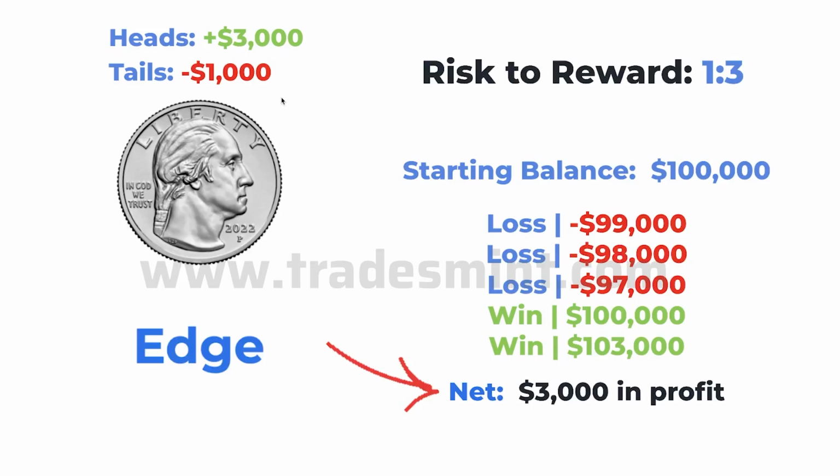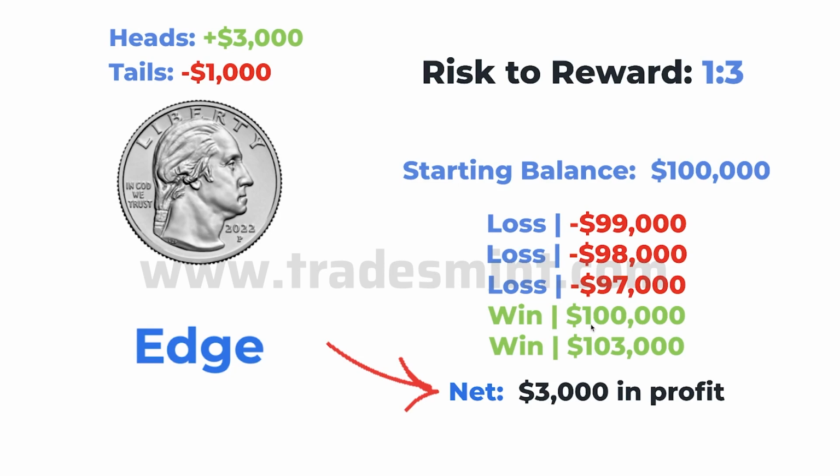If we go back to the coin, the loaded coin, which represents our edge. If we trade with a risk to reward of 1 to 3, meaning that when it lands on heads, that's a win, we make $3,000. When it lands on tails, we lose $1,000. So if we look at this in a real series with a starting balance of $100,000, if we lose $1,000, we go down to $99,000. We take another loss, we go down to $98,000. We take another loss, we go down to $97,000. That's 3 losses in a row.